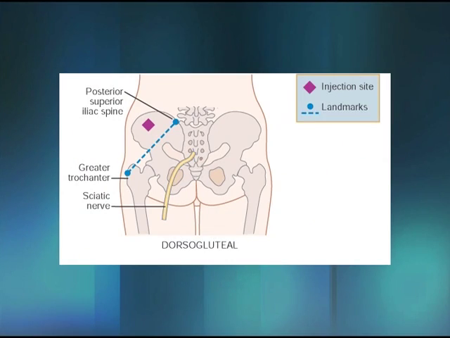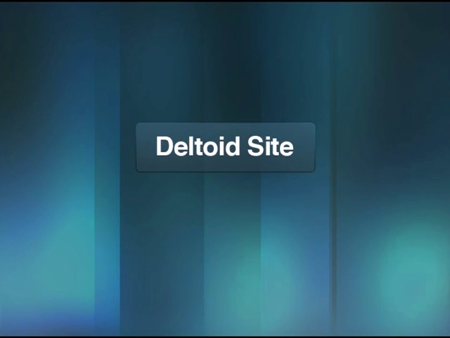The medical assistant must be extremely careful to maintain the proper boundary lines to avoid injection into the sciatic nerve or the superior gluteal artery. Next, the medical assistant will show you how to locate the deltoid site.